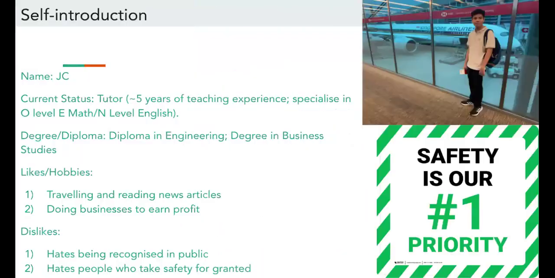This will be a self intro of myself. Sorry if my face there is very awkward because I don't know why I smile like that. Hello everybody, my name is JC. I'm currently a tutor with about 5 years of teaching experience, specializing in O level E-Math and English. I have some credentials, which means my personal life. But the one I want to emphasize most is this: don't take your safety for granted, because it is the number one priority.